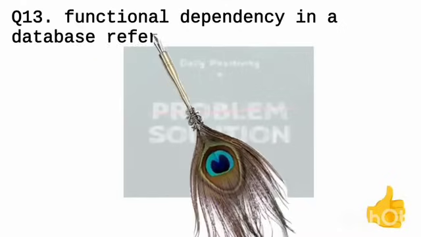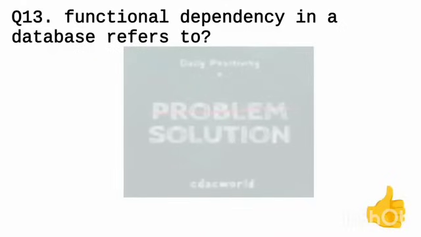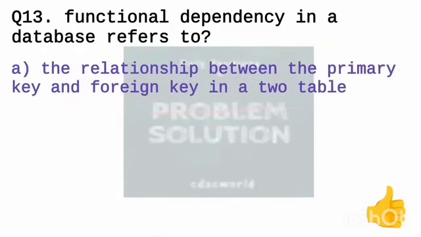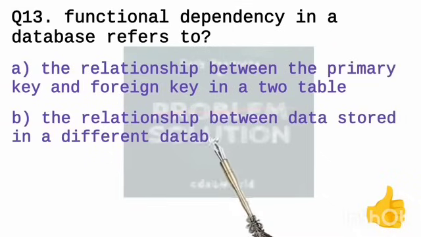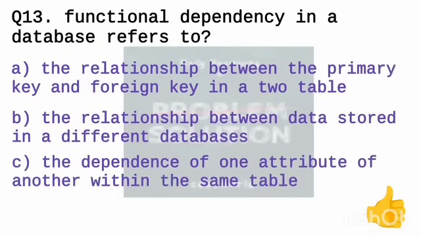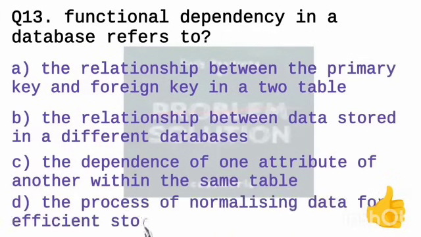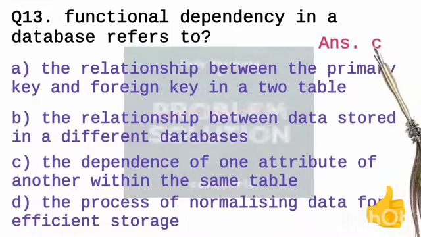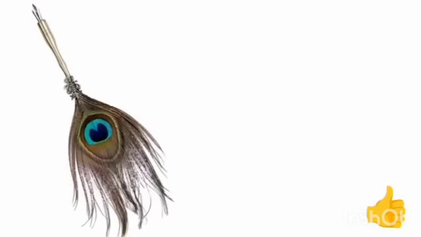Query number 13. Functional dependency in a database refers to. Option A. The relationship between the primary key and foreign key in a two table. Option B. The relationship between data stored in different databases. Option C. The dependence of one attribute on another within the same table. And option D. The process of normalizing data for efficient storage. And the answer is C. The dependence of one attribute on another within the same table.